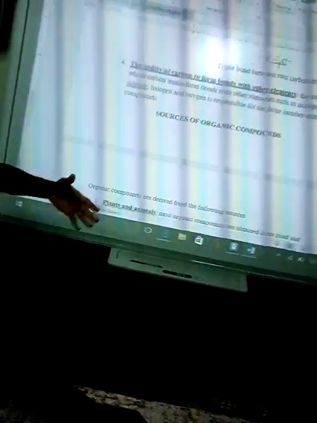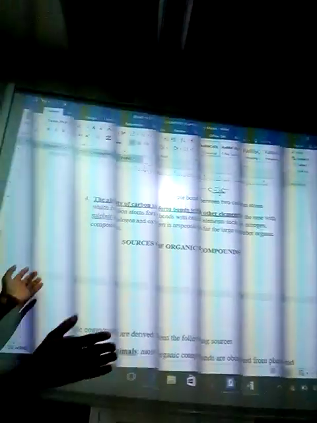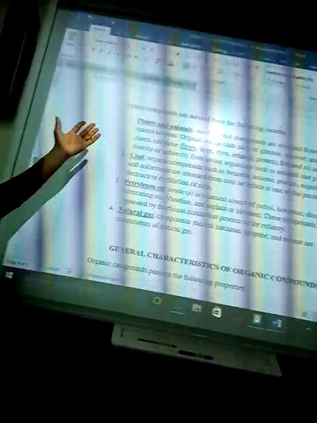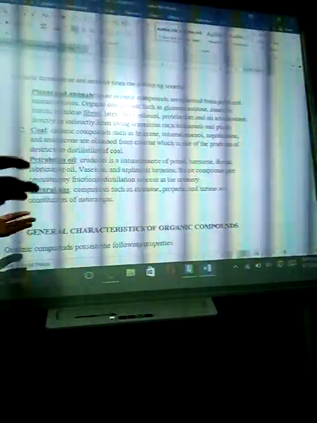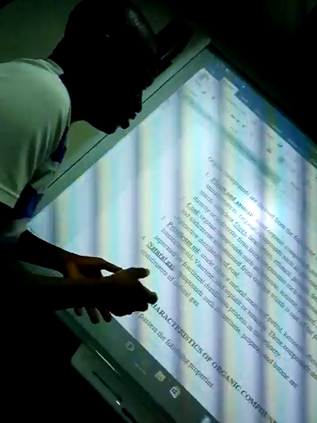Now, the ability to form bonds with other elements. Because it has the ability to catenate, it can form bonds with several other elements. Now, we will be fast about this. Sources of organic compounds: the first source is plants and animals. It is also sourced from coal, petroleum oil, and natural gas. Compounds such as methane, propane, and butane are constituents of natural gas. From petroleum oil we get lubricating oil, Vaseline, petrol, kerosene, and all those. So they are also sources of organic compounds.